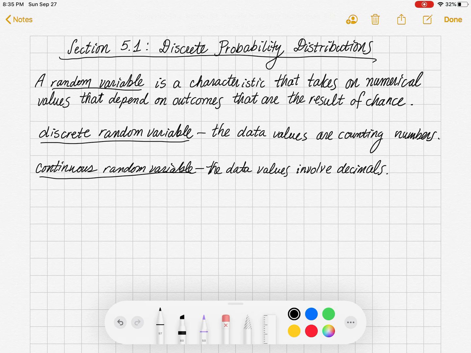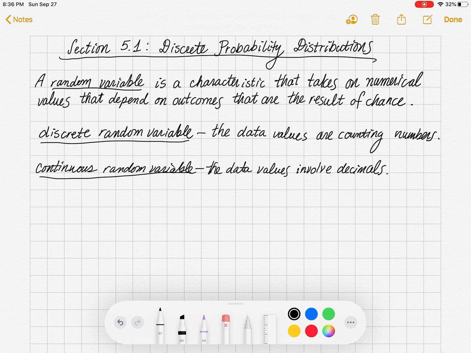First of all, there are two types of random variables. You can talk about discrete random variables, which generate data values that are counting numbers. Remember when we talked about discrete data? Discrete data involves counting numbers. And continuous random variables generate data values that involve decimals. We've already discussed discrete data versus continuous data. So we're going to focus on discrete random variables today.